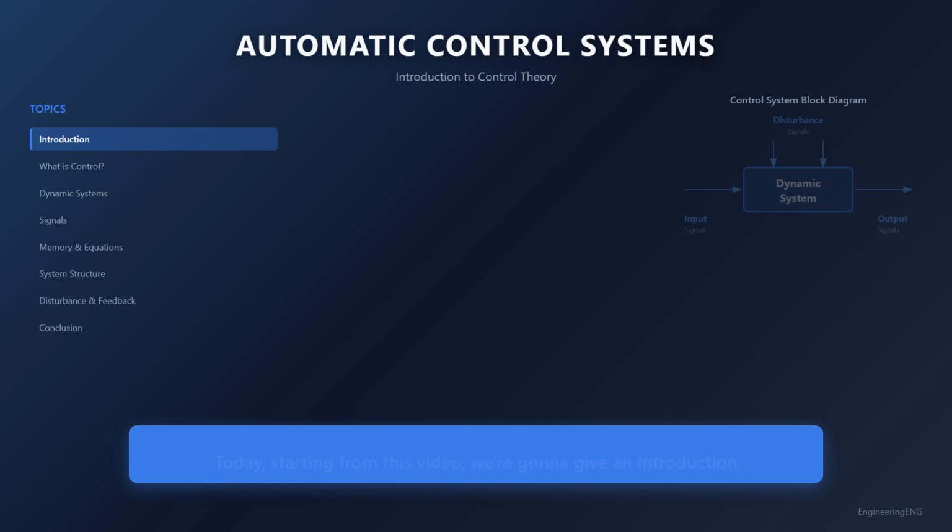Hello friends. Today, starting from this video, we're going to give an introduction to automatic control systems or control theory, a course that goes by various names but is basically known as control. So, first of all, here's where we need to start.